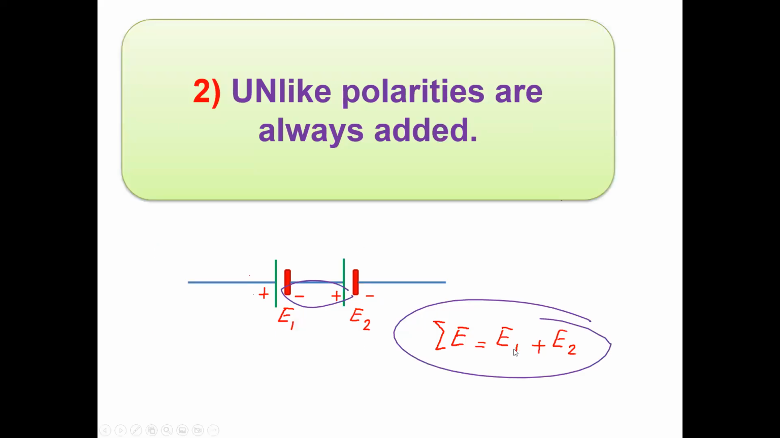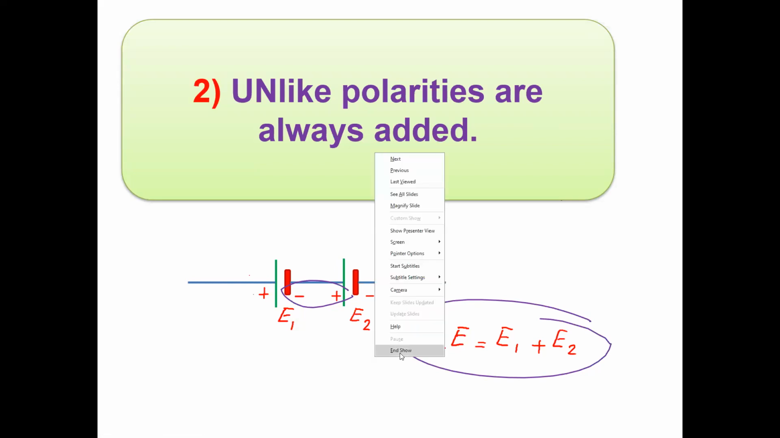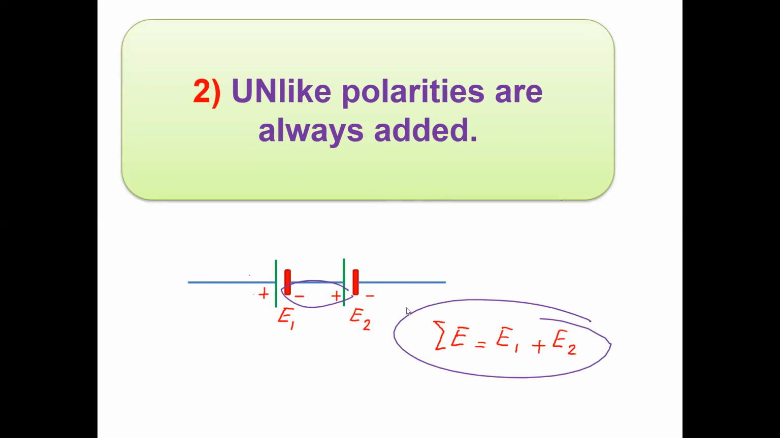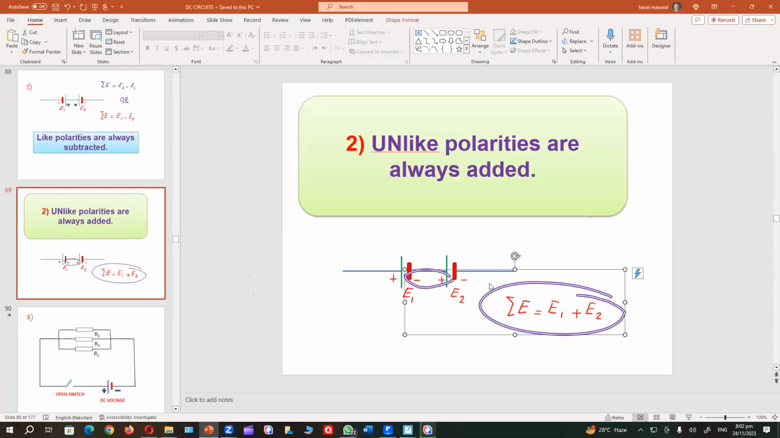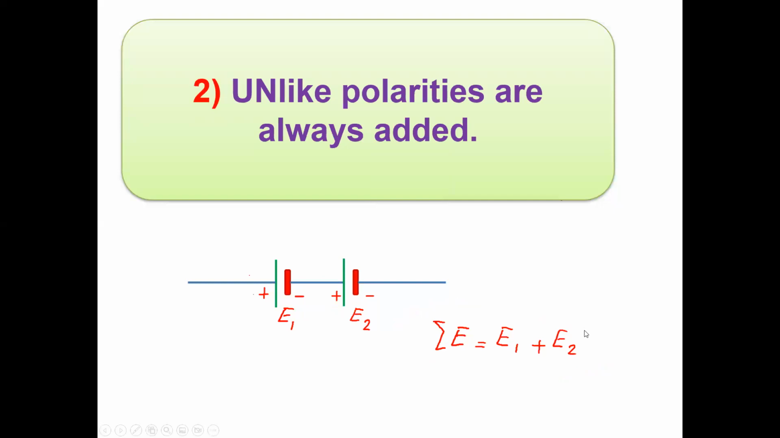Number two is the second consequence. The second consequence says, if you connect the cells in plus minus, which is called the right polarity, which we use, the EMFs are added. Now you have to copy this.